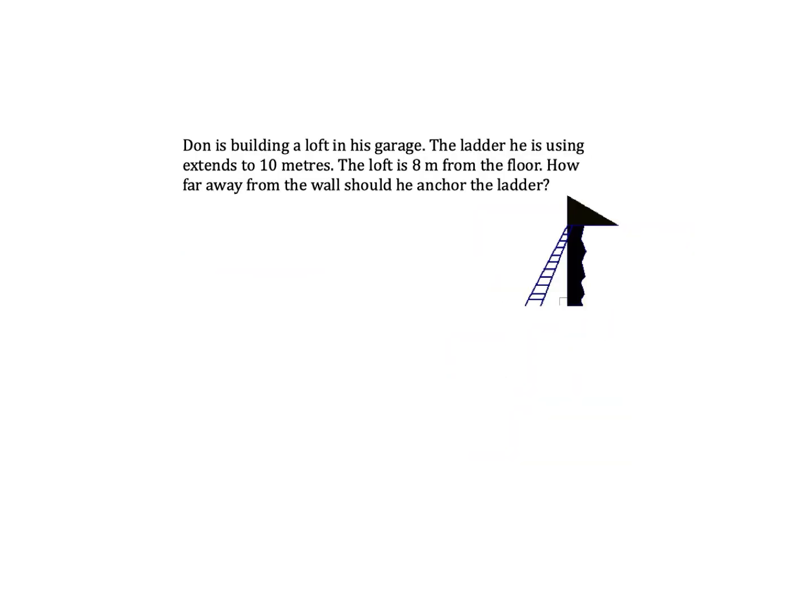In this problem, Don is building a loft in his garage. The ladder he is using extends 10 meters. So we can actually right away put 10 meters here for the ladder. And it says the loft is 8 meters from the floor. This is 8 meters. How far away from the wall should he anchor the ladder? That means this part here is unknown. There is a right angle. It does push out to the hypotenuse, but it's this red line that we've got to figure out.